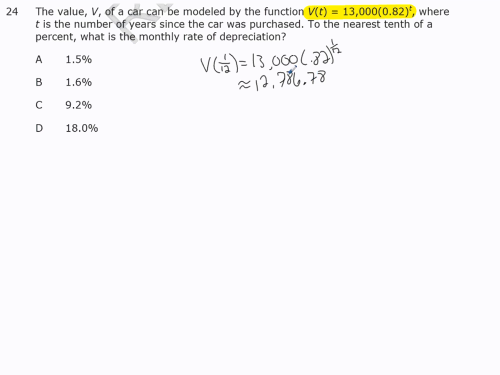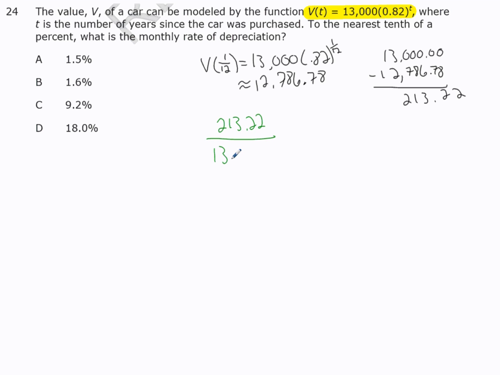Now we need to figure out how much it depreciated. So we're going to subtract this from 13,000. We've got $13,000, and we're going to subtract $12,786.78 from it. When we do that, we get $213.22. Okay, so we've got to figure out what percent of the original that $213.22 is. So we take $213.22 and divide it by the original to get the percent.